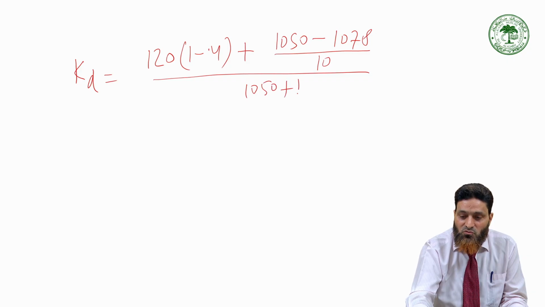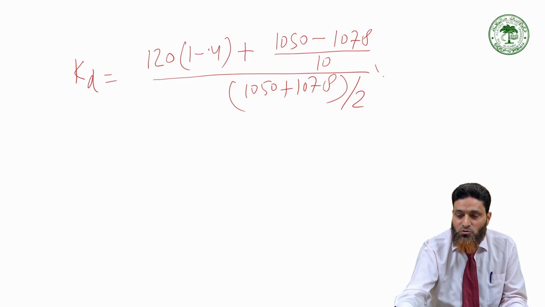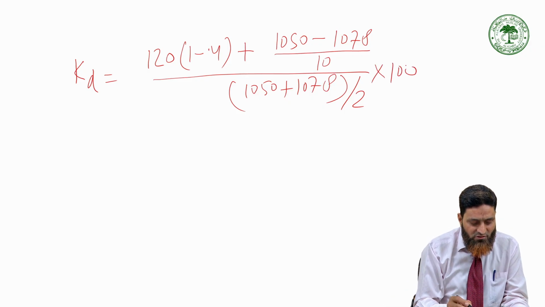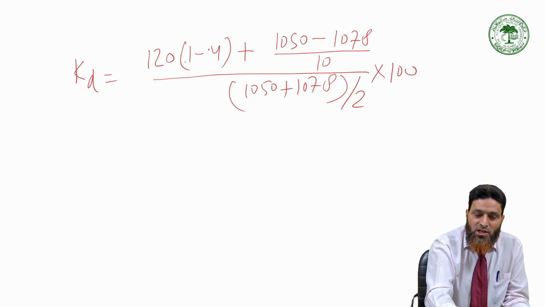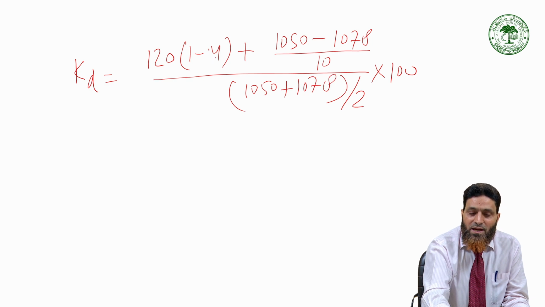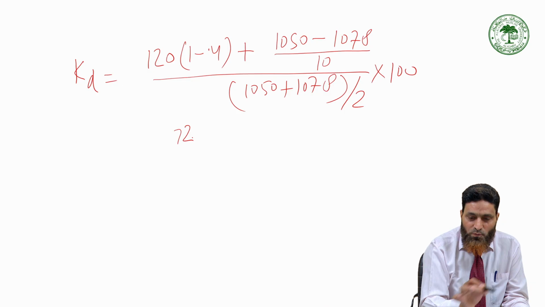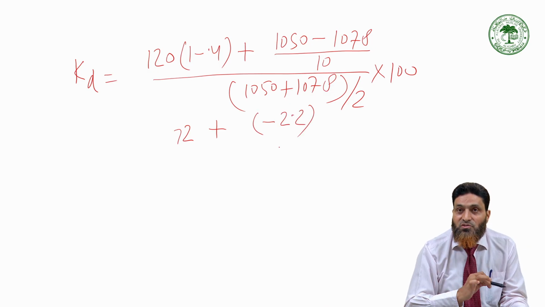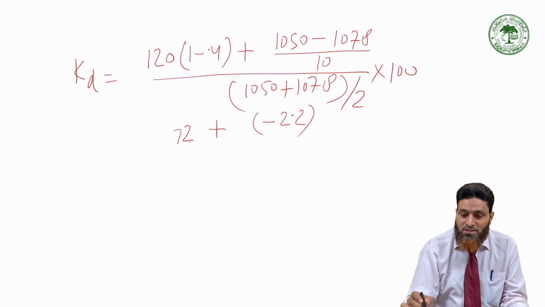1050 plus 1078 divided by 2 multiplied by 100. So in this case, if you calculate, you will find 120 multiplied by 0.6. So it will be 72 rupees is the cost. Plus this difference is minus 22 divided by 10. So there will be minus 2.2. So there will be reduction in the total cost.